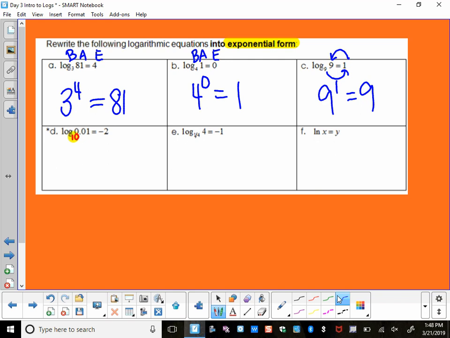Now I can do my spin cycle. My 10 leads to what? To -2. My -2 leads to 0.01. Okay? So if I rewrite it, I have 10 to the power of -2 equals 0.01.